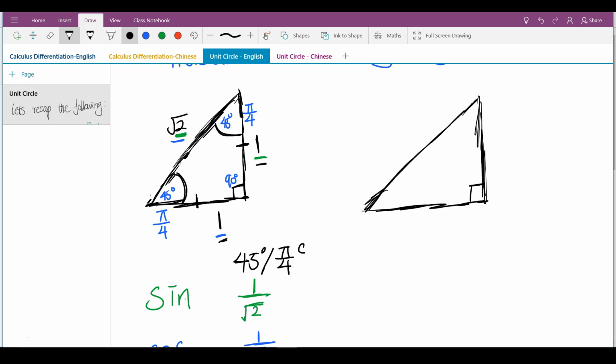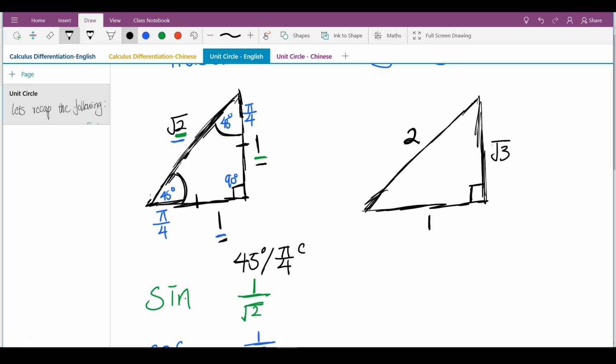So still a right angle triangle here. This time, this side's length is 1. This side's length is root 3. And that side is 1 squared plus root 3 squared. 1 squared is 1. Root 3 squared is 3. 1 plus 3 is 4. And square root of 4 is 2. So this side will give you 2. The hypotenuse will be 2.